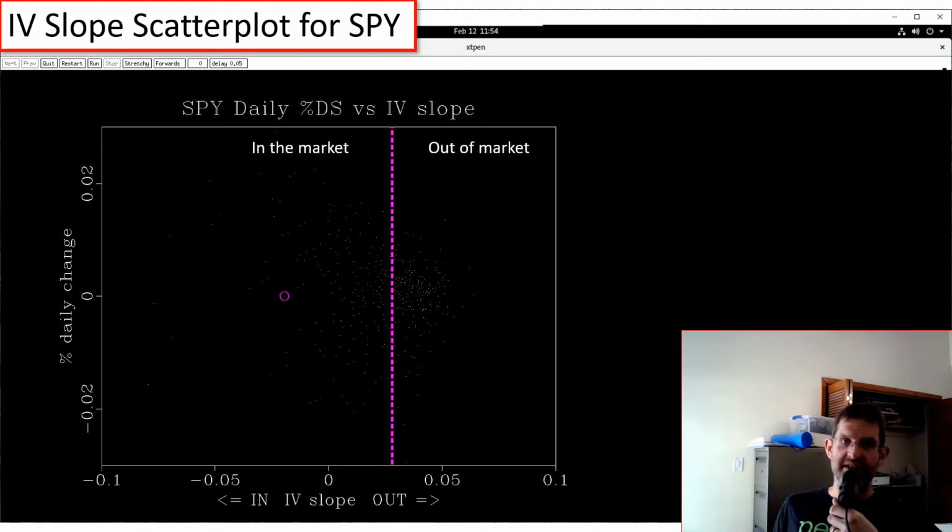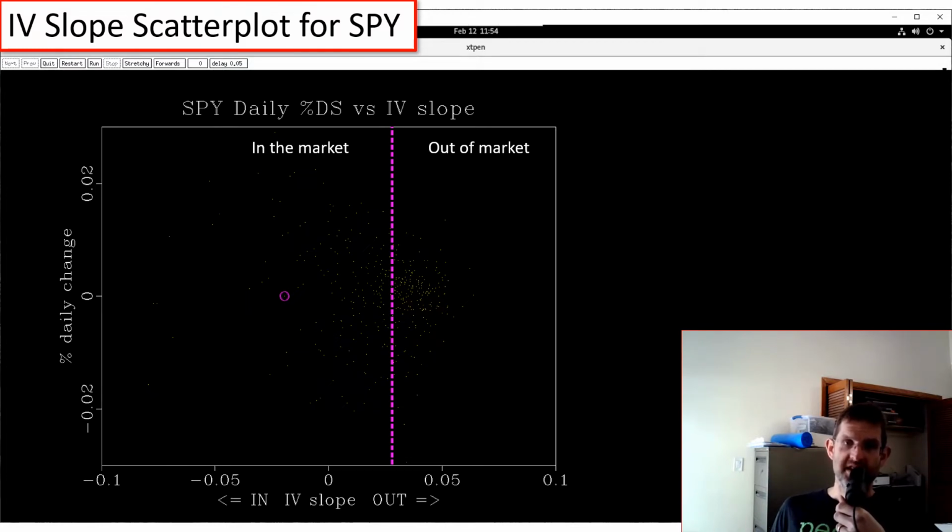Here's a scatter plot of today's IV slope versus tomorrow's stock price return. So we want to know how today's IV slope predicts tomorrow's price action. Through backtesting, I determined that the stock does best when the IV term structure is in backwardation or slightly in contango. Backwardation means the IV slope is negative. Contango means the IV slope is positive.